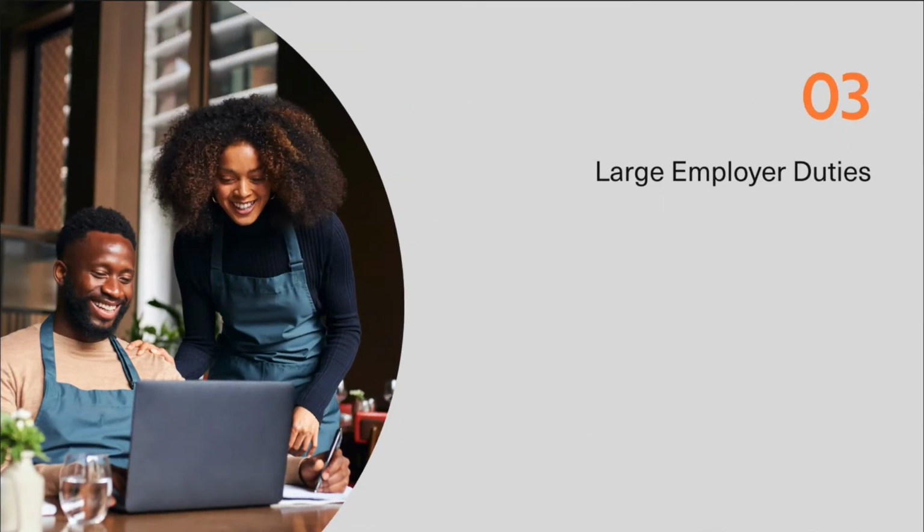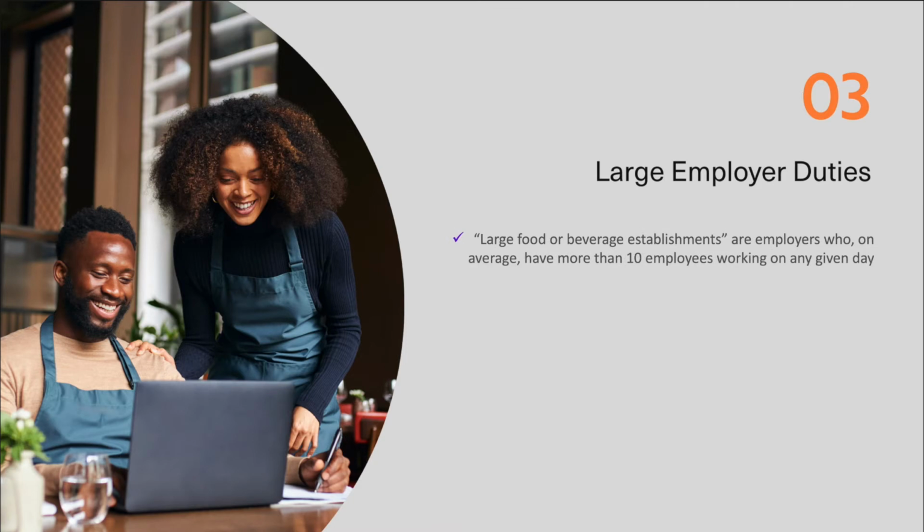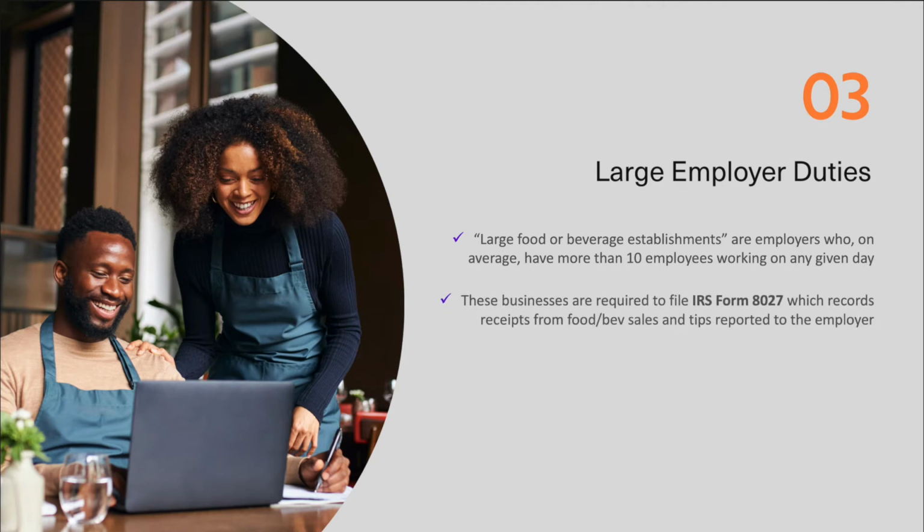Large employer duties. Large food or beverage establishments are employers who, on average, have more than 10 employees working on any given day. These businesses are required to file IRS Form 8027. This form records receipts from food and beverage sales and tips reported to the employer. Note that this reporting requirement applies per location, so quick service restaurants and other multi-location brands will need to file an 8027 for each restaurant that meets the headcount requirement.